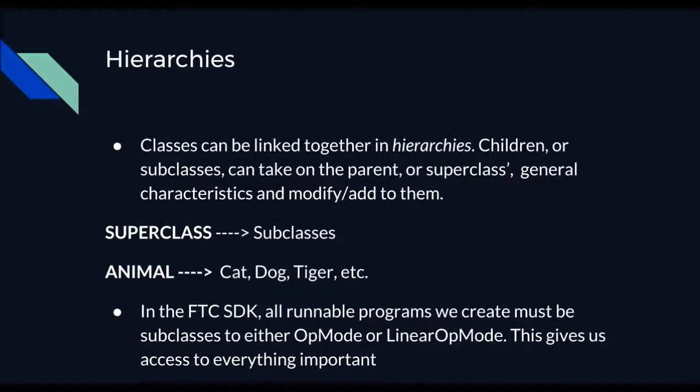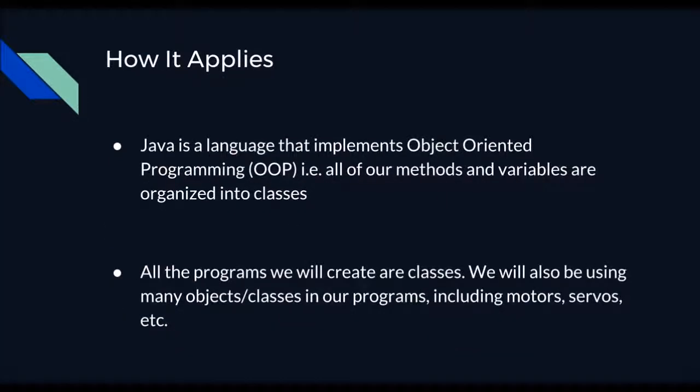In our FTC software development kit, all those runnable programs that we create have to be subclasses of either OpMode or LinearOpMode. I'll explain the difference a little later in the next video, but basically these two give us access to everything important that we need. How this all applies: Java is a language that implements object-oriented programming, where all of our methods and variables are organized into classes. All these programs that we're going to create today are classes. We're also going to be using many objects and classes in our programs, including the motors, servos, etc. They all have specific properties, and they're all lined up already there for us. We just have to use them.